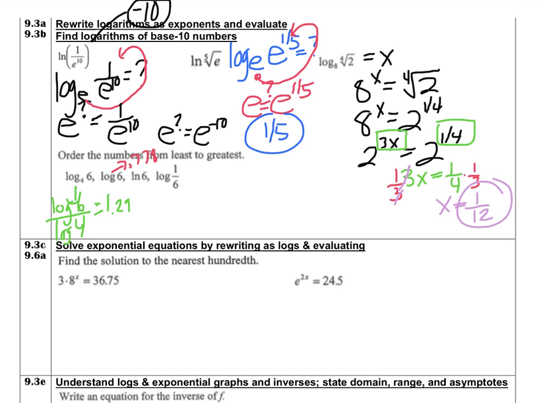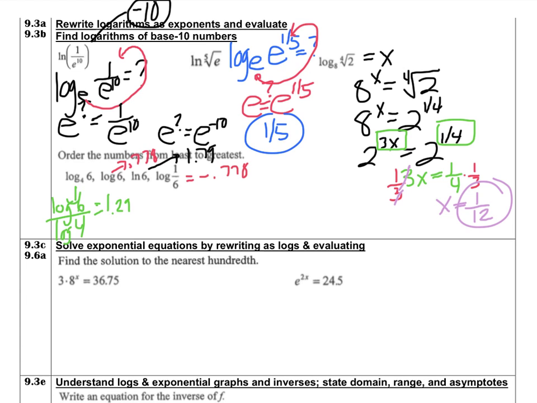0.778. The third one is a natural log of 6. That's just the natural log button and the 6. And that one's going to give us, this comes down to about 1.79. And the last one is log base 10 of 1/6. So hit the log button and do 1 divided by 6. When you do that one, this one comes back at a negative 0.778.